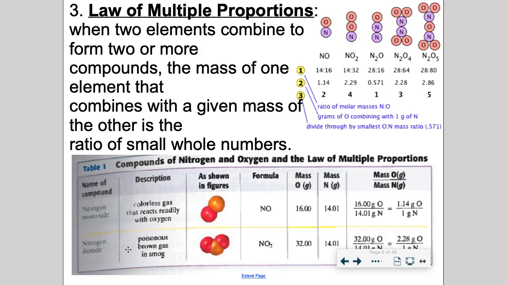So we have a different compound here, in this case, a poisonous brown gas found in smog. Here's the formula, NO2. Notice my mass of oxygen, what happened to it? It doubled. Okay, I got 2 oxygen atoms here, so the mass is going to be doubled. But my mass of nitrogen stays the same because I just have 1. So now let's take a look at the mass to mass proportion here. 32 grams of oxygen divided by 14.01, I get 2.28 grams of oxygen to 1 gram of nitrogen.